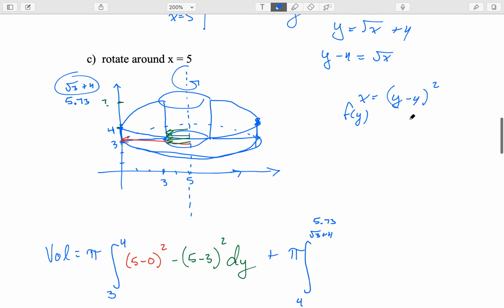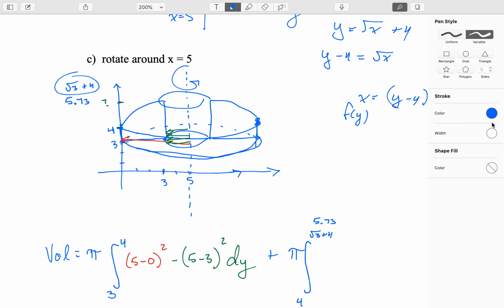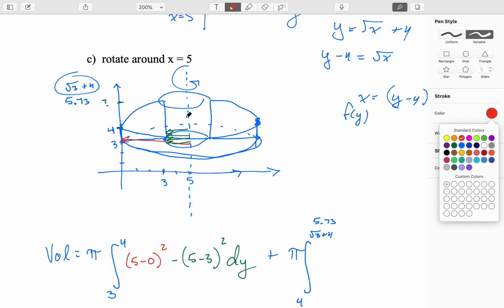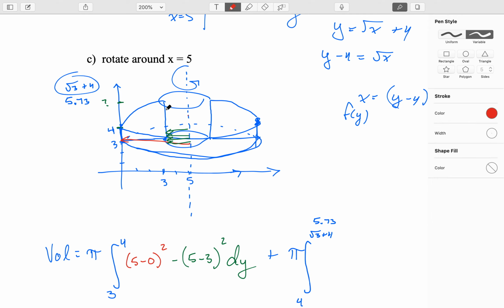Okay. Once again, let's look at the outside and the inside. The outside is the distance from the axis all the way back to there. It doesn't go all the way to the x-axis. Now, this is the height under the curve. This is f. But it's not f of x. This is f of y, right? The distance from here up to here is f.